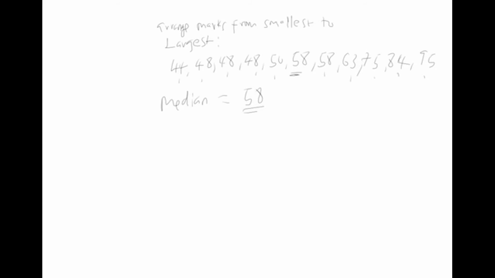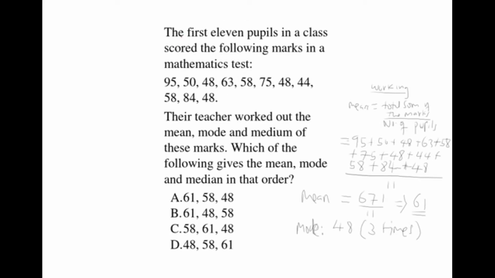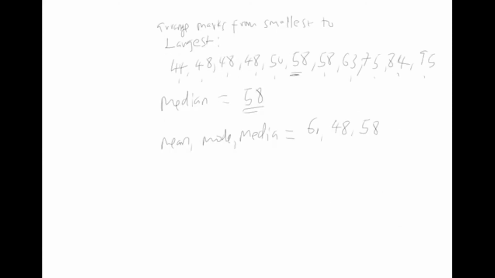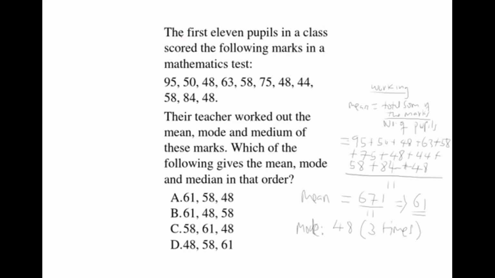So we look at the order. We are supposed to have mean, we have our mode, and we have our median in that order. So this one should give us 61, 48, and 58, because we got our mean and mode as 61 and also 48. So when you look at this order in our answers, you find that the answer is B.